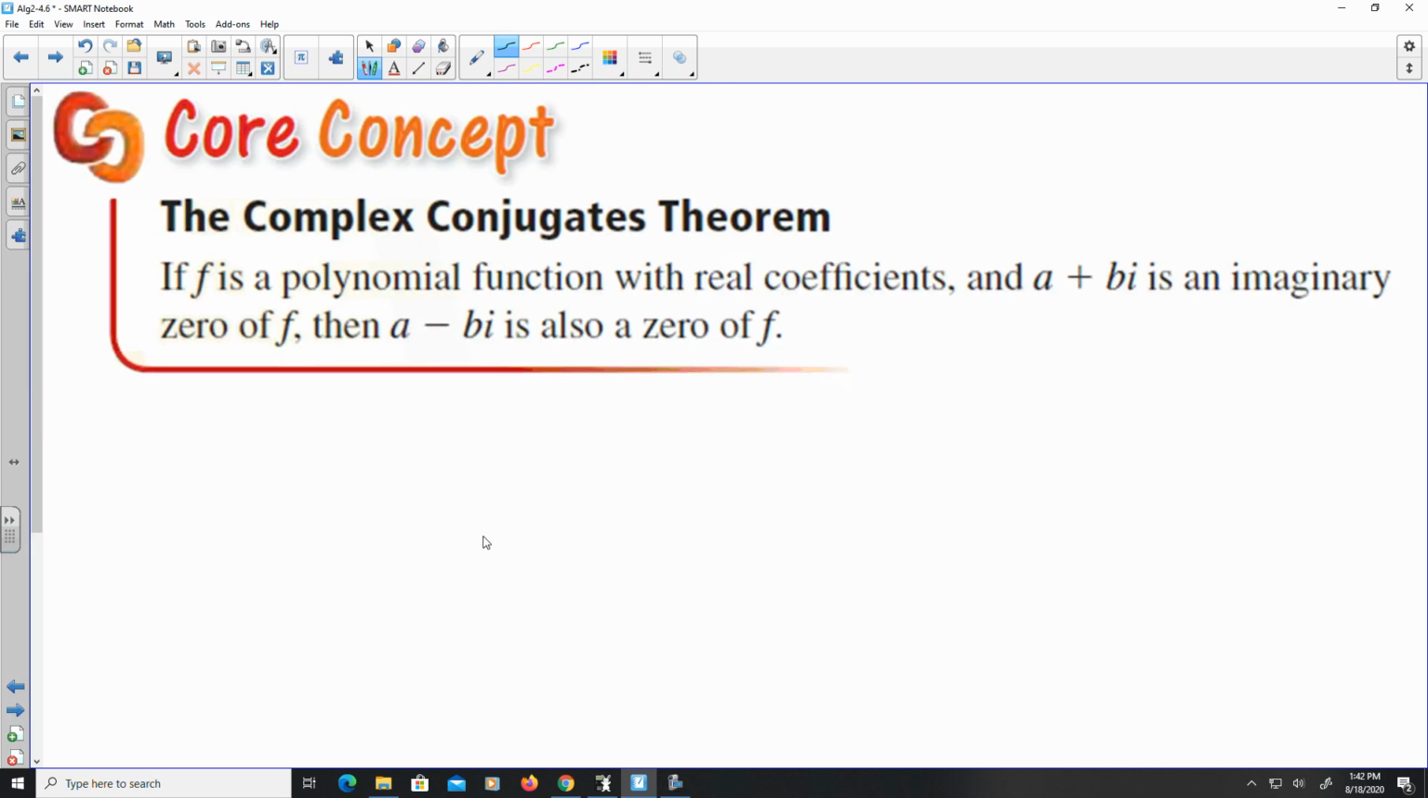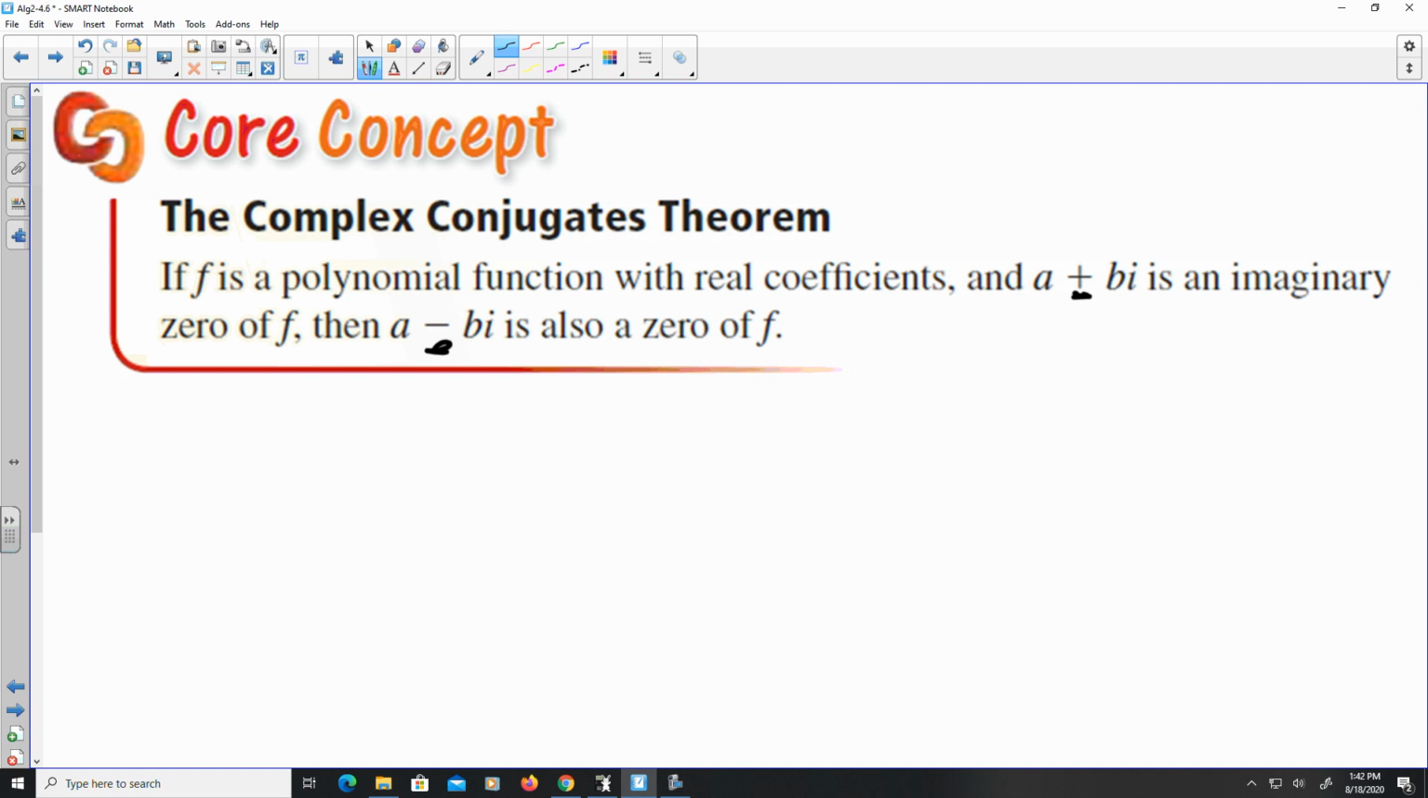So just like in the previous lesson, we talked about an irrational conjugate theorem, we have a complex conjugate theorem. Same idea: even when you have an imaginary number as a solution, you're going to write both the positive and the negative of that zero of the function.